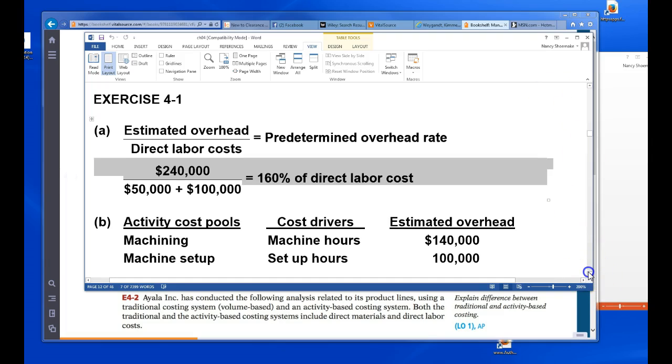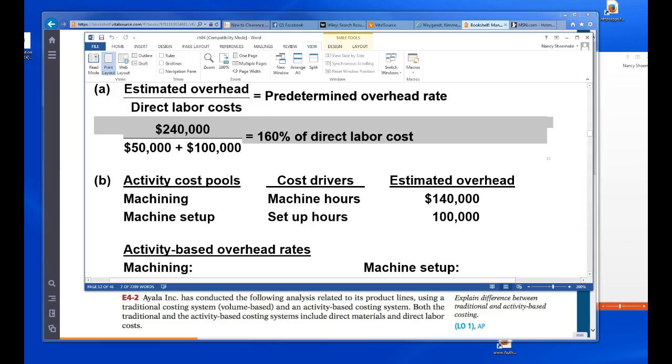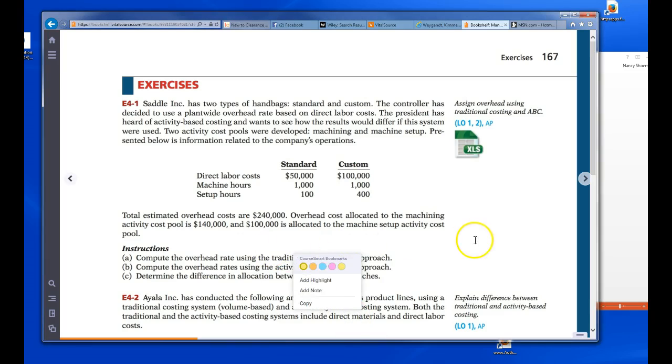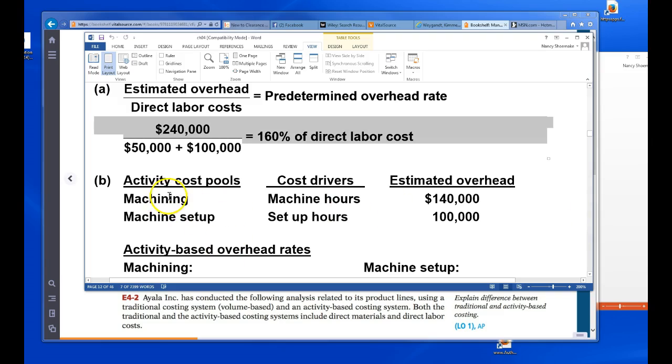Now, the next piece that we want to do is decide what the pools should be and what the drivers and the estimated costs. Compute the overhead rates using activity-based costing system. So we have two pools, the machining and the machine setup pools. So getting back here, we'll have the cost drivers of machining will be the machine hours. The machine setup, our drivers will be the setup hours.